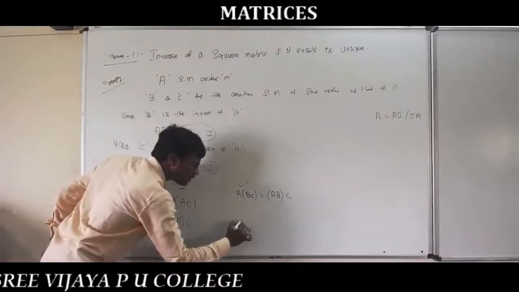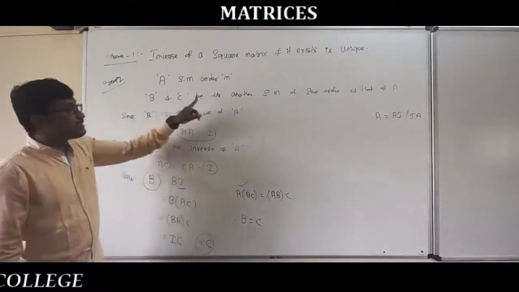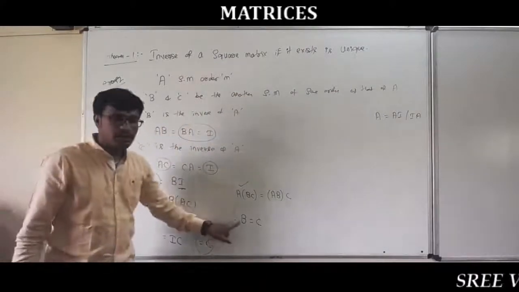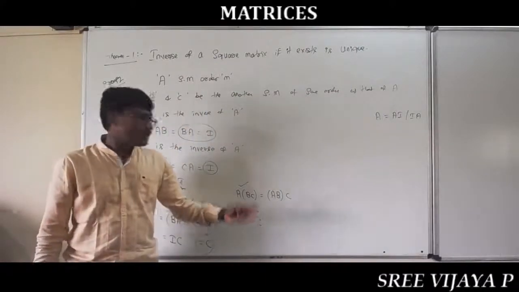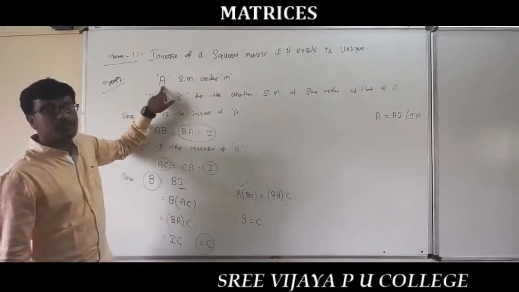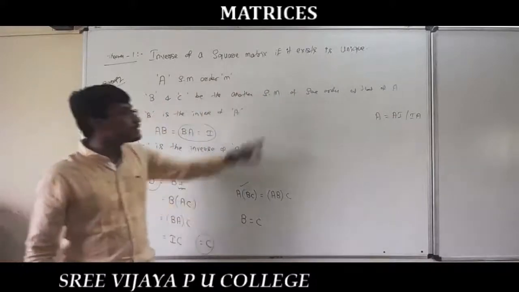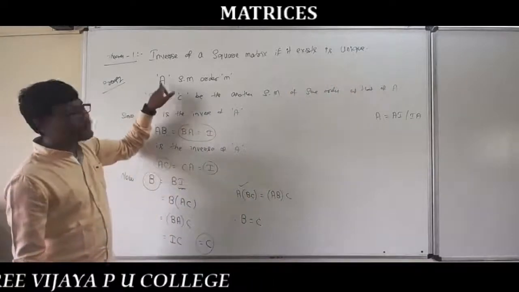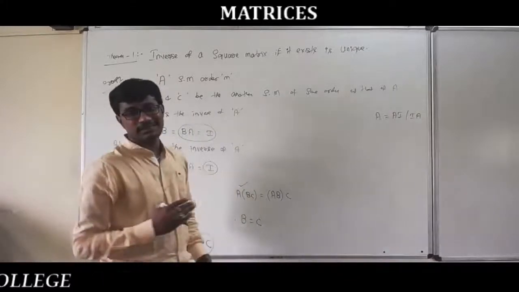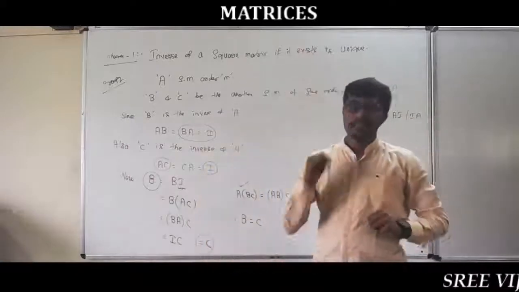So what can we conclude? We conclude that B is equal to C. Here B and C are both square matrices, they are inverses of A. So both B and C are the same matrix only. From this we can conclude that the inverse of a square matrix A, if it exists, is unique. B is the inverse of A and C is also the inverse of A, but both are the same matrix. So the inverse of a square matrix, if it exists, is unique. This is the theorem.